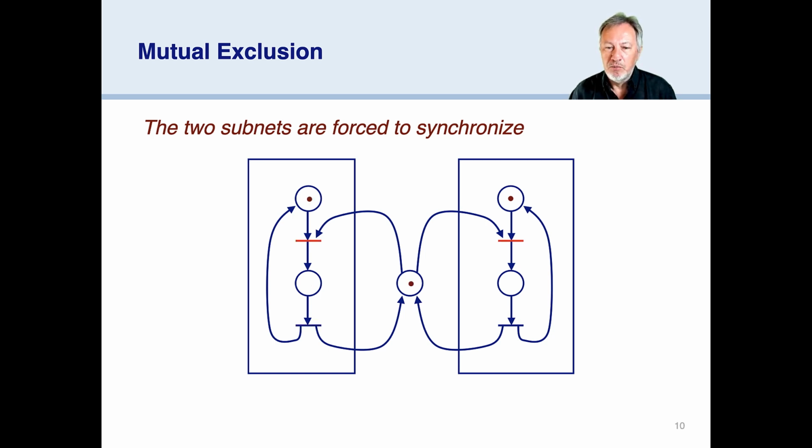If the first one loops around, however, now suddenly the shared token is available and the subnet on the right is also enabled. So now we have, once again, two transitions which can fire. So now this one can get a chance and loop around. Notice that when it did that, the subnet on the left was temporarily disabled.